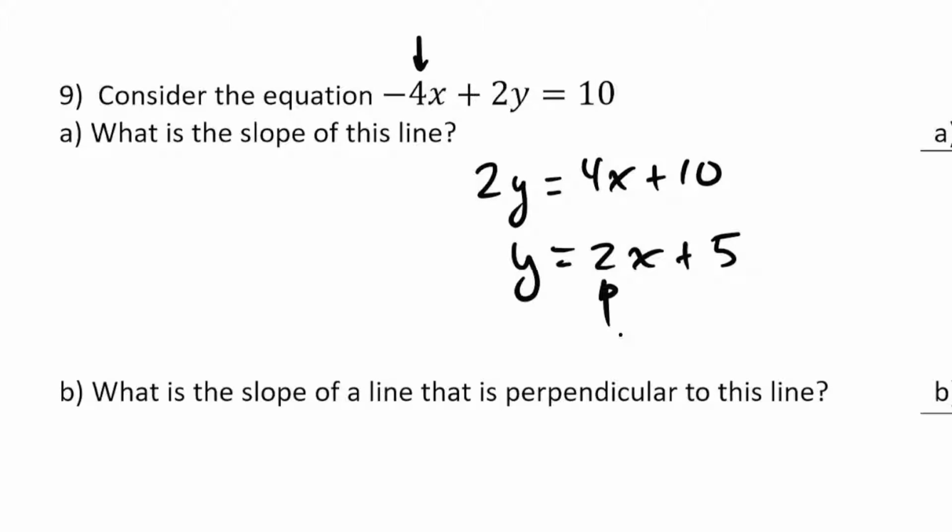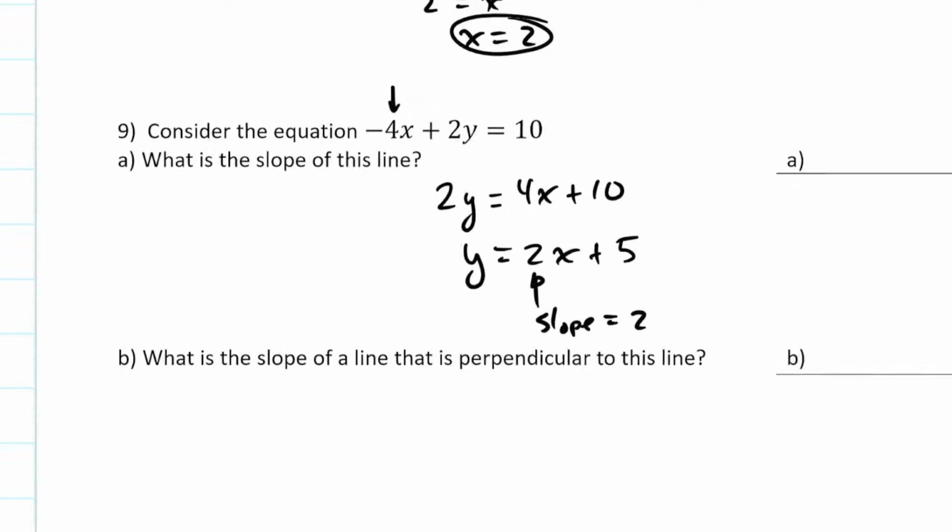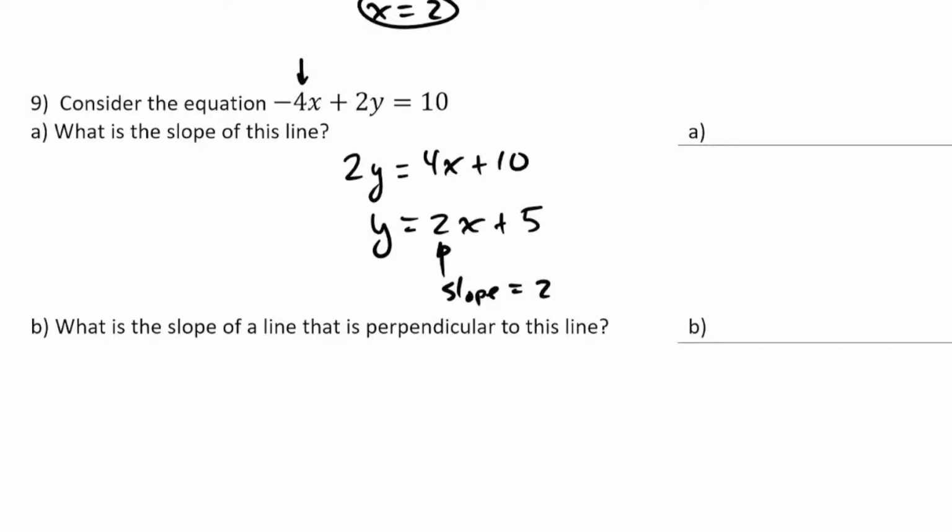This line has a slope equals 2. So the slope is 2. What is the slope of this line? It's 2. And also remember 2 is the same as 2 over 1. I'm saying that because I'm anticipating this.